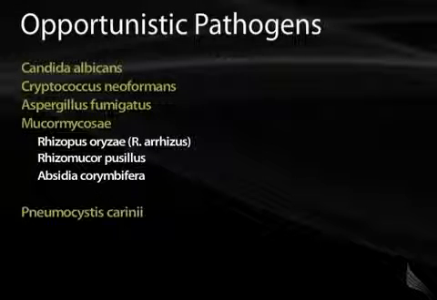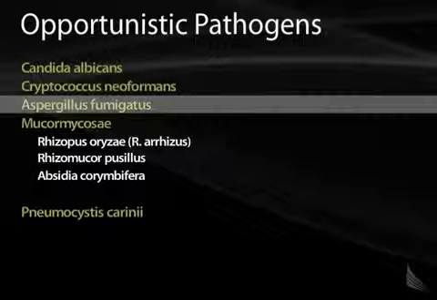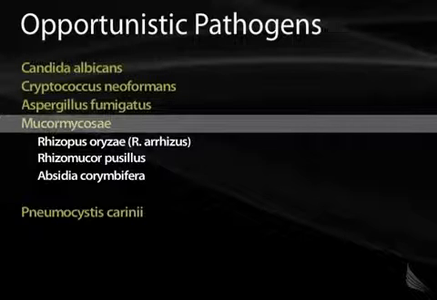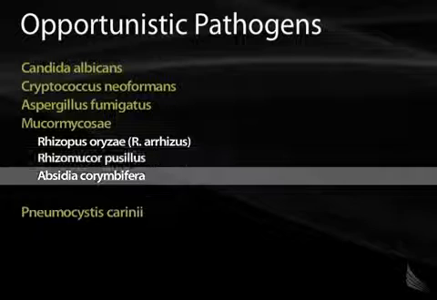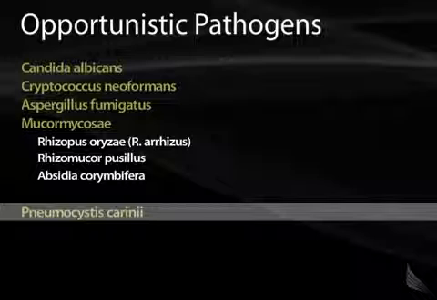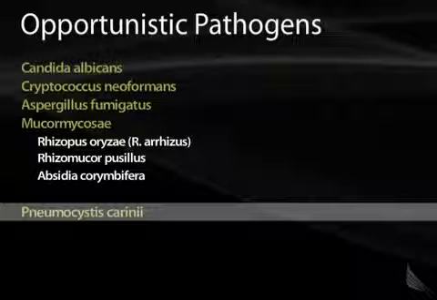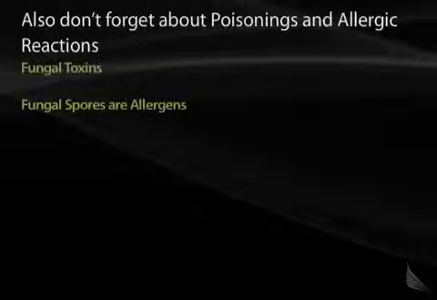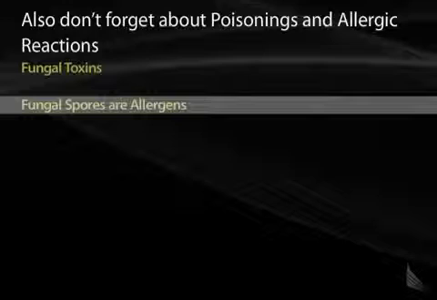Opportunistic pathogens include Candida albicans, Cryptococcus neoformans, Aspergillus fumigatus, and the Mucormycosis agents, including Rhizopus oryzae, Rhizomucor pusillus, and Absidia corymbifera. Also, Pneumocystis carinii. You may be familiar with this list of organisms because they frequently show up in AIDS patients who are immunocompromised. Also, you don't want to forget about poisonings and allergic reactions to fungi, including fungal toxins and fungal spores, which are allergens for people.